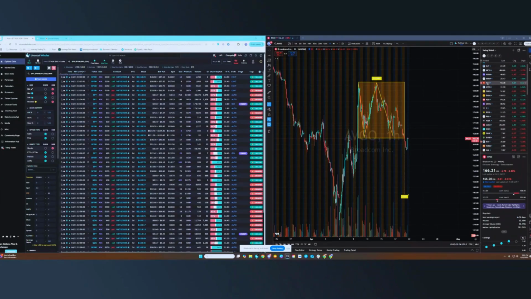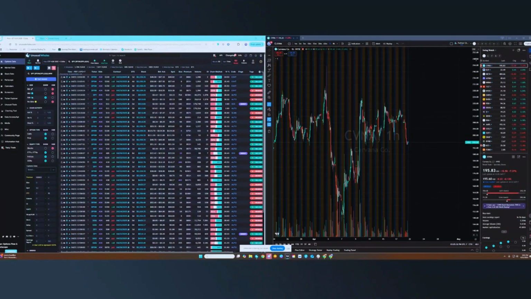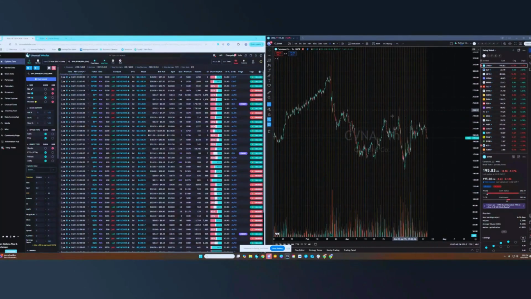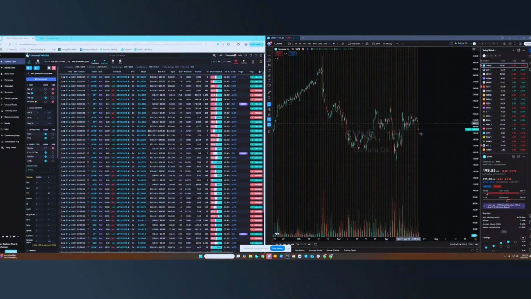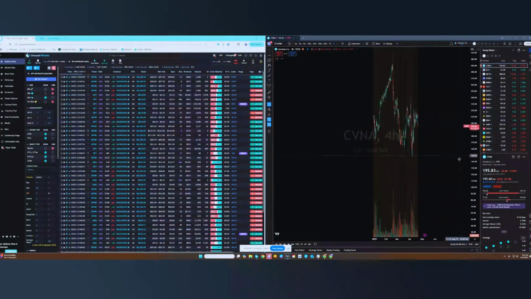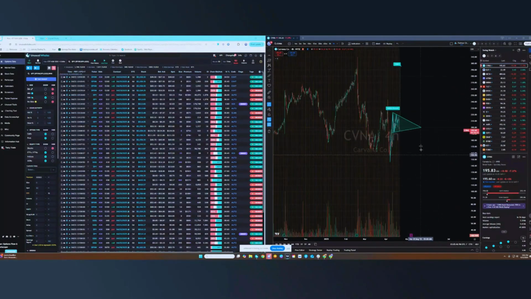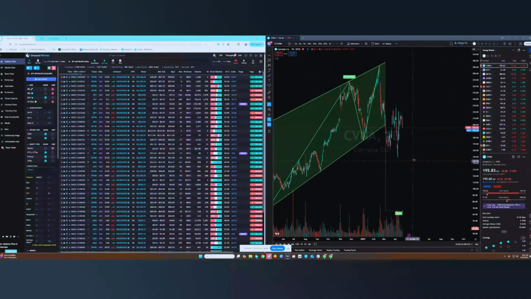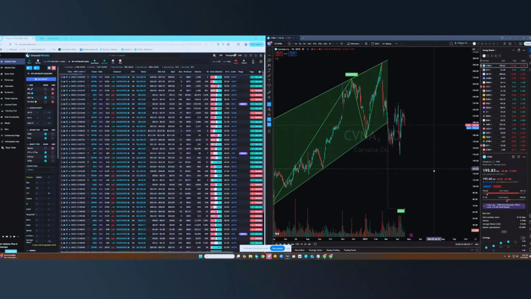On the chart side of things, you can just start scrolling through the various time frames and figure out exactly what's going on here. Like right here, that's a quick inverse head and shoulders on Carvana. I usually go 1 hour, 4 hour, 1 day, those sort of things. Just scroll through and see what we can find here.